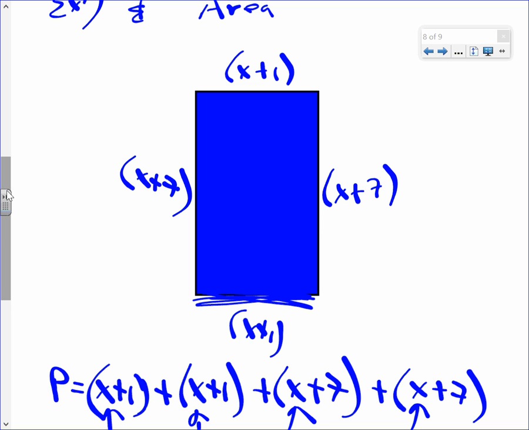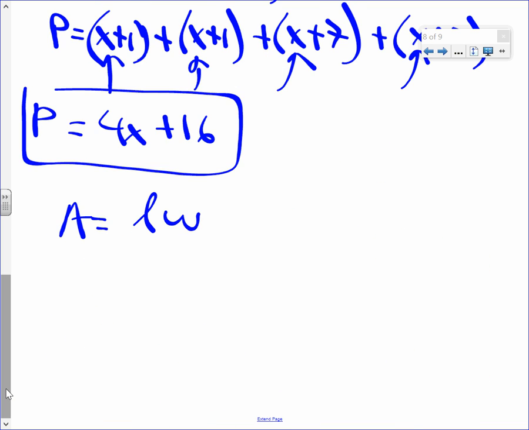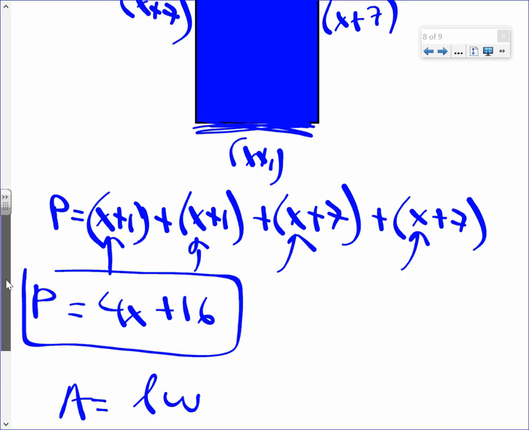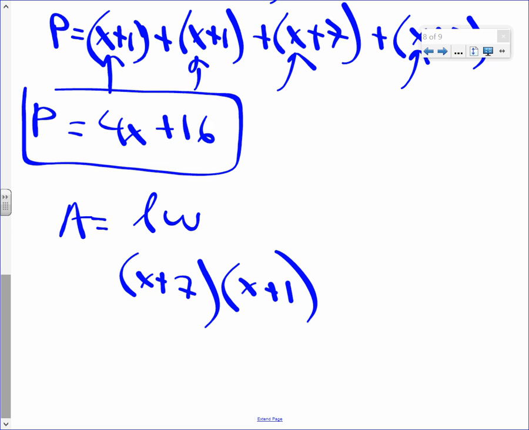Here you go. Length is always your longer side. So length is x plus 7. Watch this. x plus 7 times the width, x plus 1. We're rocking and rolling.